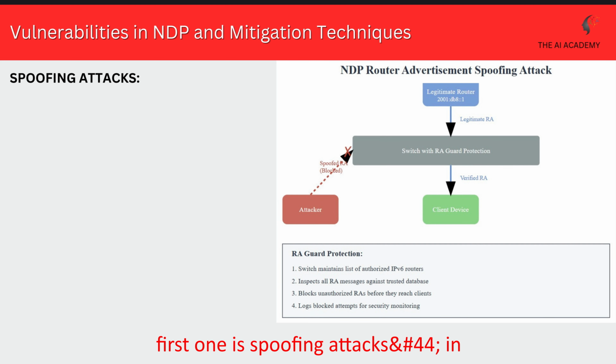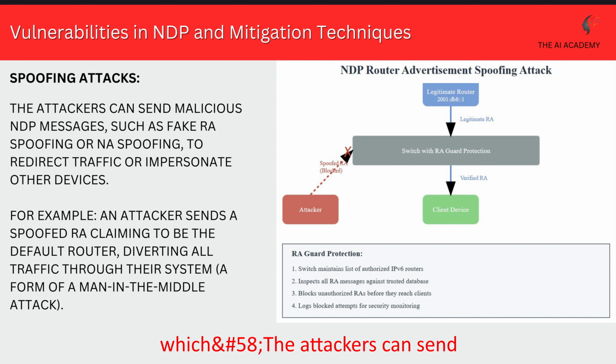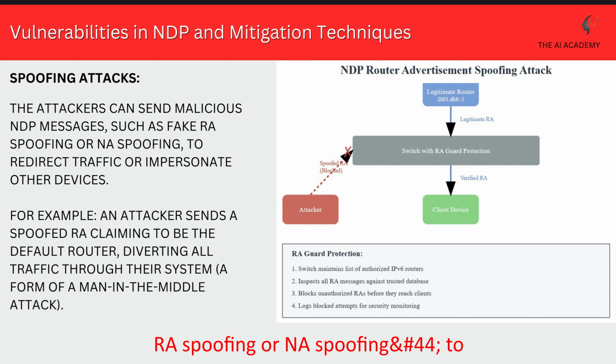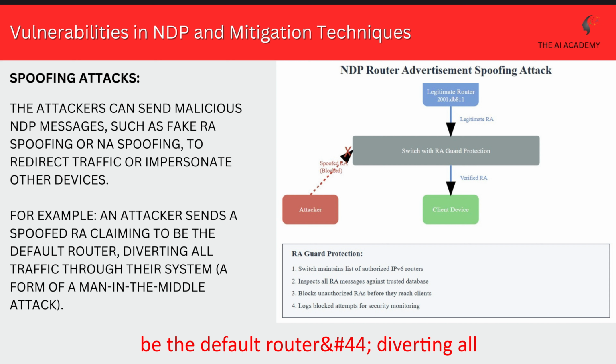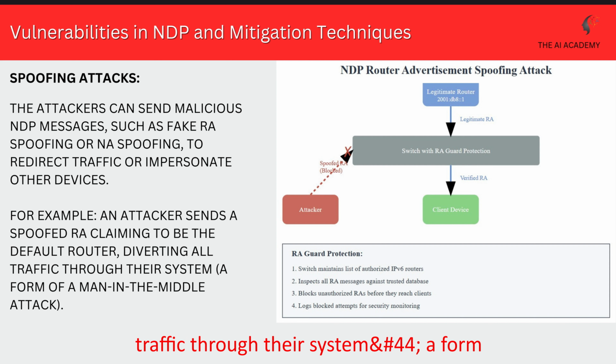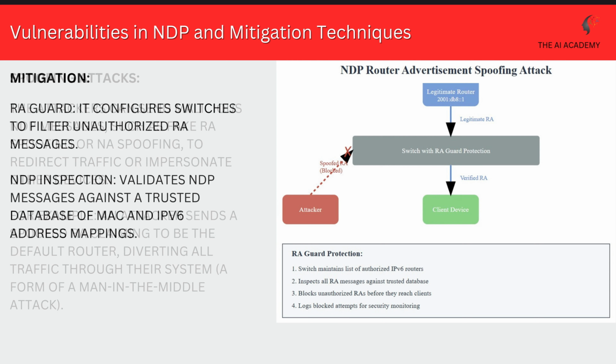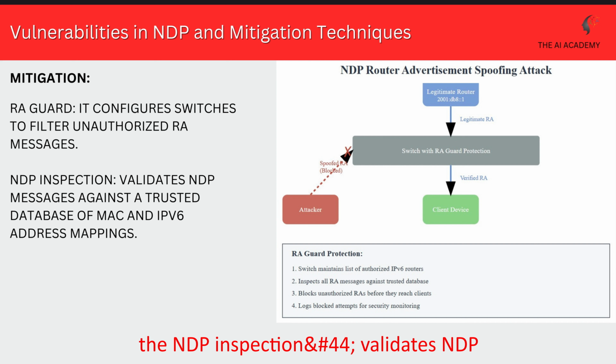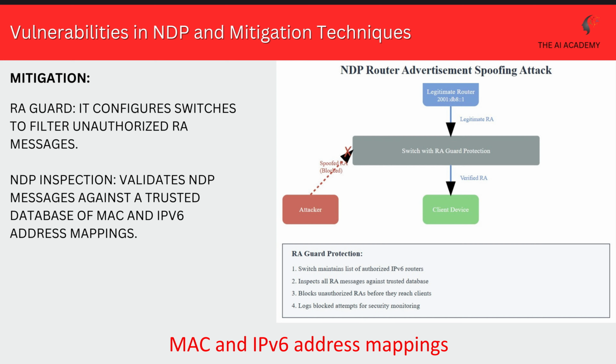The first one is spoofing attacks, in which the attackers can send malicious NDP messages, such as fake RA spoofing or NA spoofing, to redirect traffic or impersonate other devices. For example, an attacker sends a spoofed RA claiming to be the default router, diverting all traffic through their system, a form of man-in-the-middle attack. The mitigation steps are RA Guard, which configures switches to filter unauthorized RA messages, and NDP inspection, which validates NDP messages against a trusted database of MAC and IPv6 address mappings.